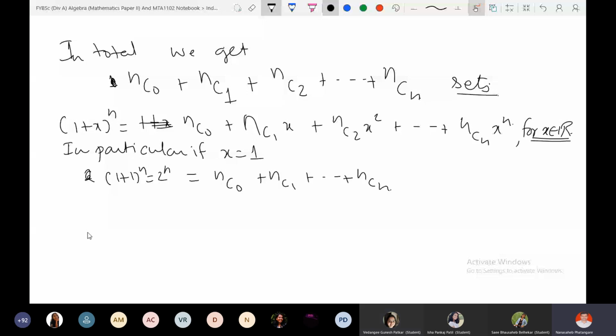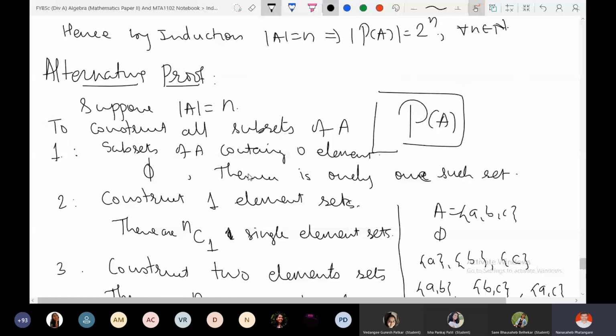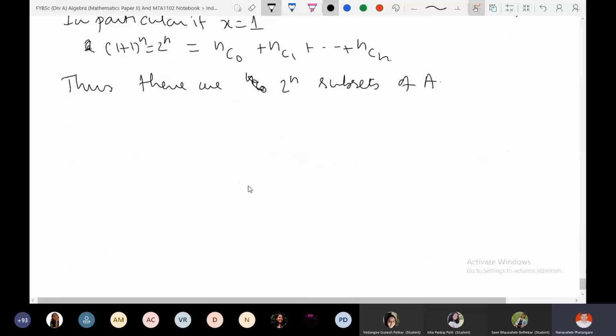And thus there are 2 raised to n subsets of A, and that is clear from this. So this is a proof where we don't need induction. You choose any set having n elements, and then you can directly prove that it has 2 raised to n subsets, by using binomial coefficients. Fine.